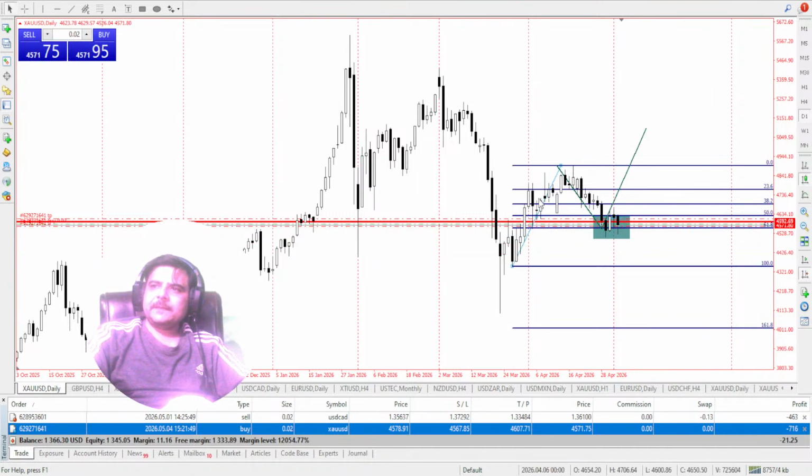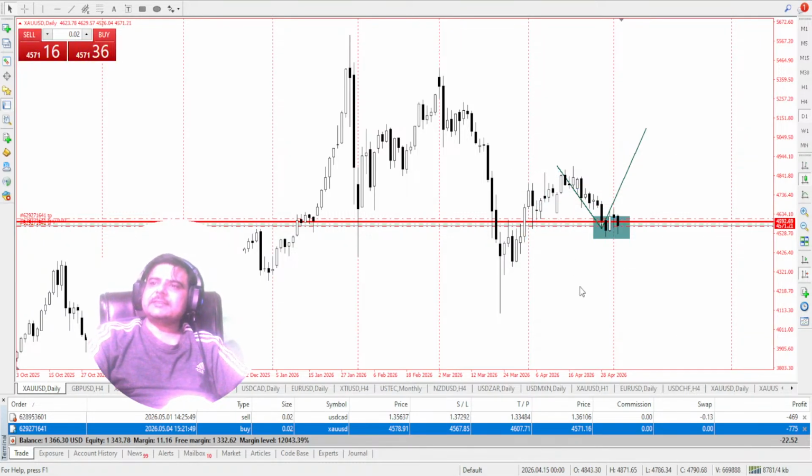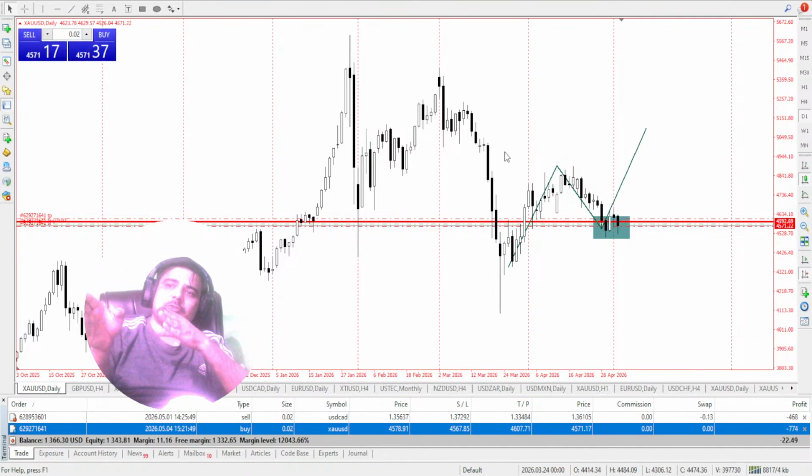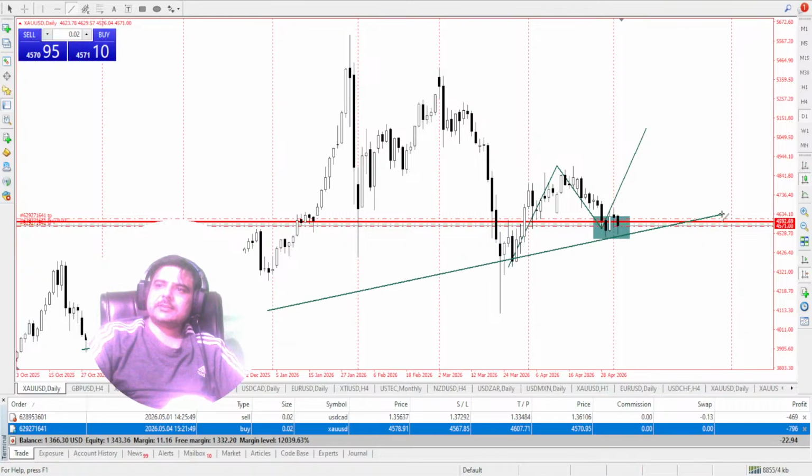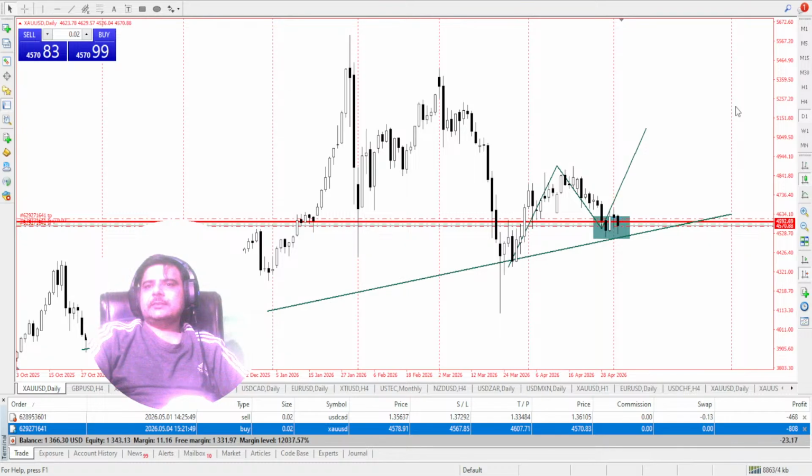See, my friends, now if you see, the bulls are entering into the market. Why? Because they are looking at this, followed by a very nice support trend line as well. So, well, yes, it makes sense.